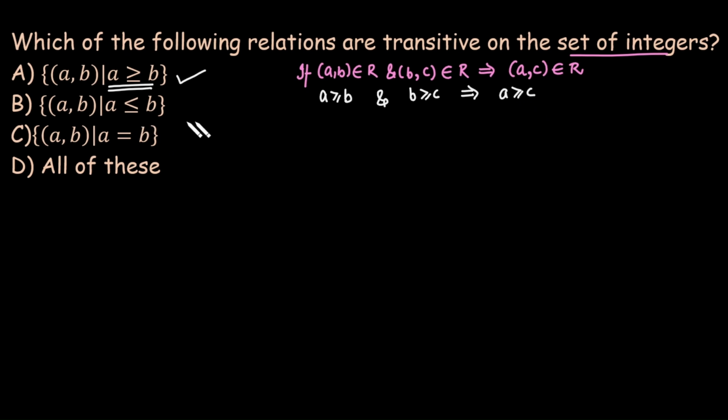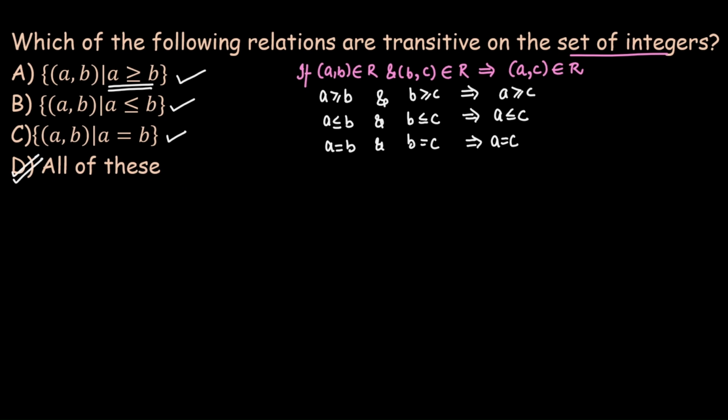What about the next case? If A is less than or equal to B and B is less than or equal to C, does this imply A is less than or equal to C? Yes. The third case: if A is equal to B and B is equal to C, does this imply A is equal to C? Yes. So it means all three options are correct, and finally we will mark option D.